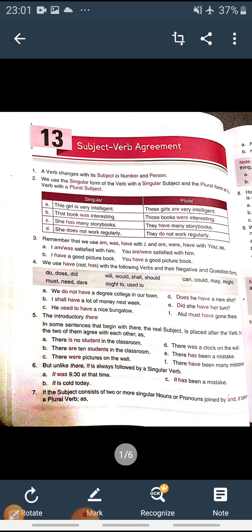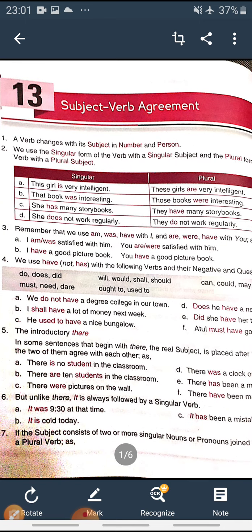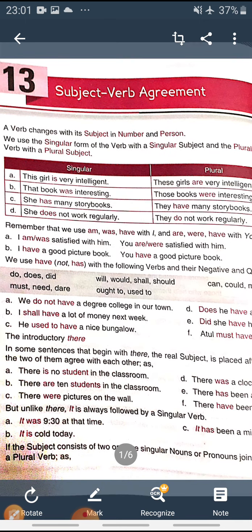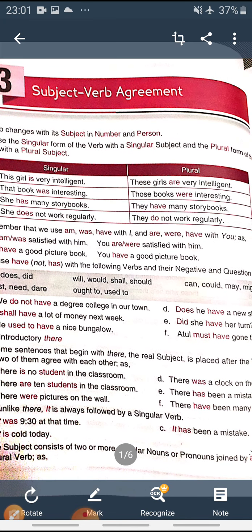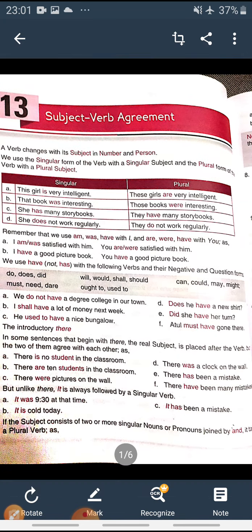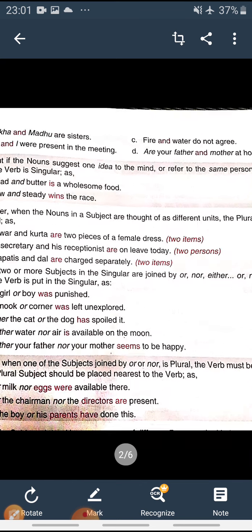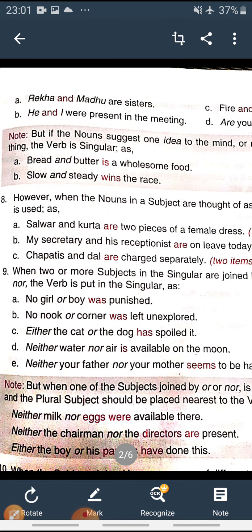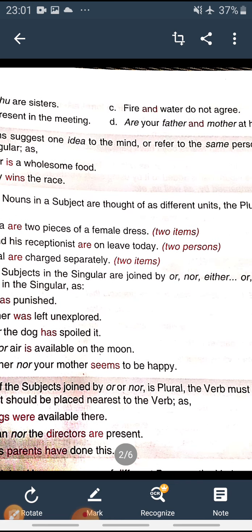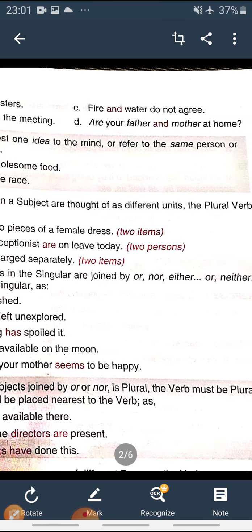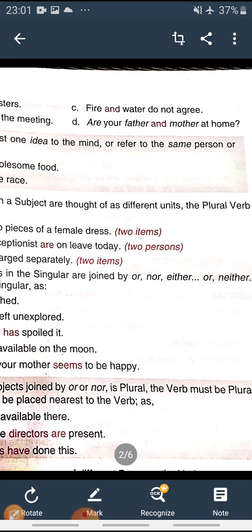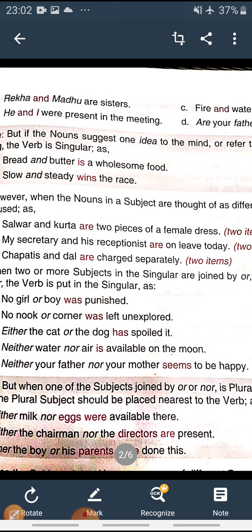Now, if the subject consists of two or more singular nouns, now note this thing, singular nouns or pronouns joined by and will take a plural verb. Like Rekha and Madhu are sisters. He and I were in the meeting. Fire and water do not agree. Are your father and mother at home? So if there are two singular nouns or pronouns, we use plural verb.